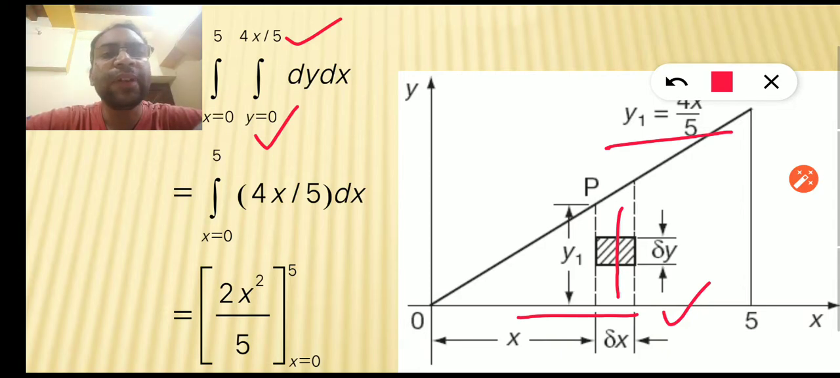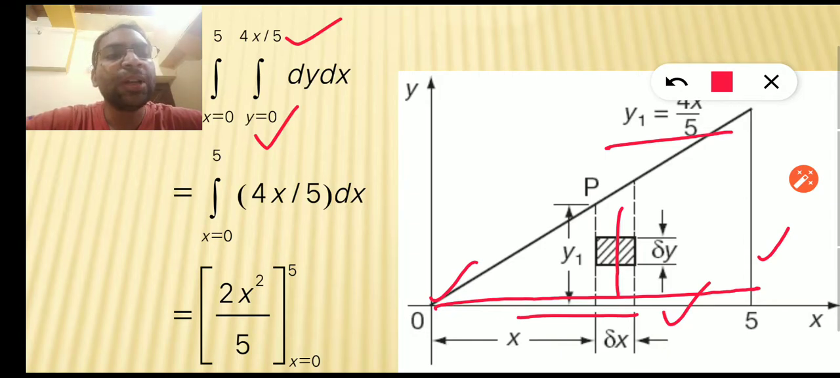Once we have identified the lower and upper limit for the dy, then we will see the lower and upper limit for the dx. For that we need to see the strip movement, from where the strip can start and till what location the strip will move. So we can see it is moving from this location to this. You can see the strip will start from this particular point and will end at this particular line.